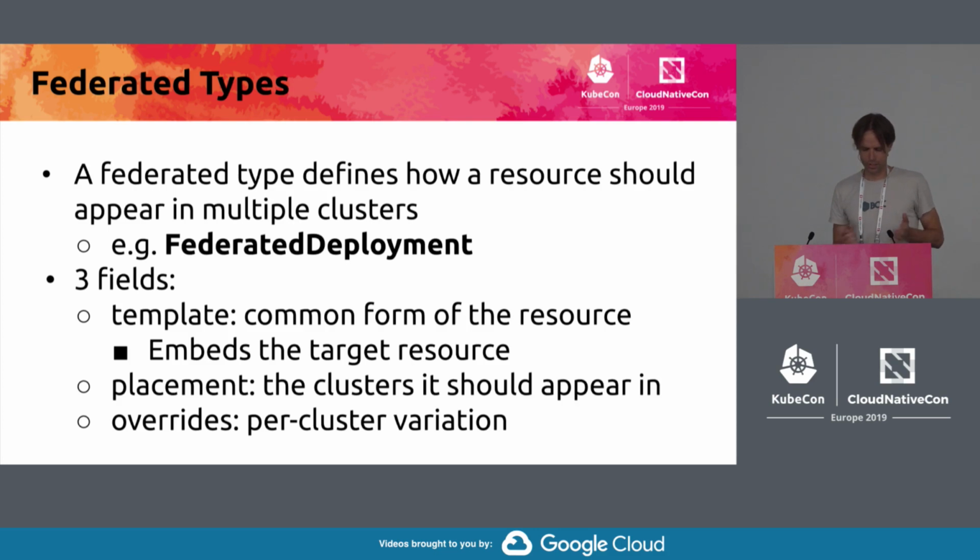Overrides are per cluster variation. Essentially, it's a key value mapping. If you're dealing with a config map, you could do spec dot data, and you could provide a map that you wanted to replace on a per cluster basis. And so it allows you to have one resource representing the resource in multiple clusters, and then where variation is required, you use overrides to define that variation.